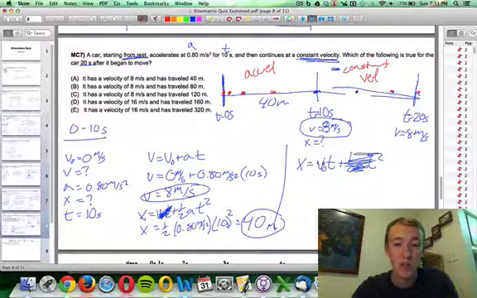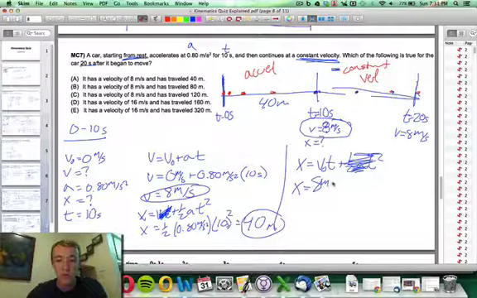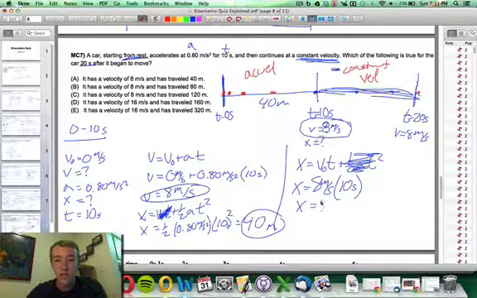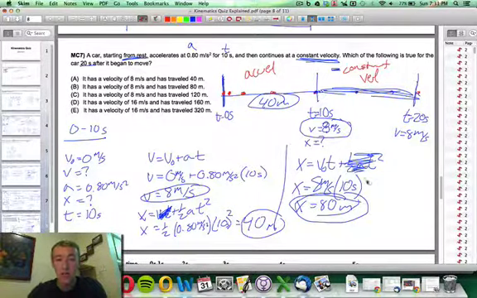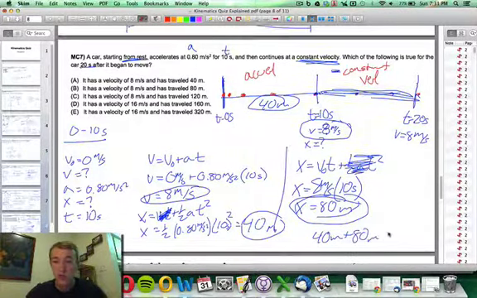So this initial velocity is just going to be constant. So our position is going to be our velocity, which is 8 meters per second, times how long we're looking at, 10 seconds. So during this second phase, 10 to 20 seconds, this guy's going to travel 80 meters. So 40 meters in the first 10 seconds, 80 meters in the second. That means he's going to travel a total of 120 meters because 40 meters plus 80 meters is 120 meters.